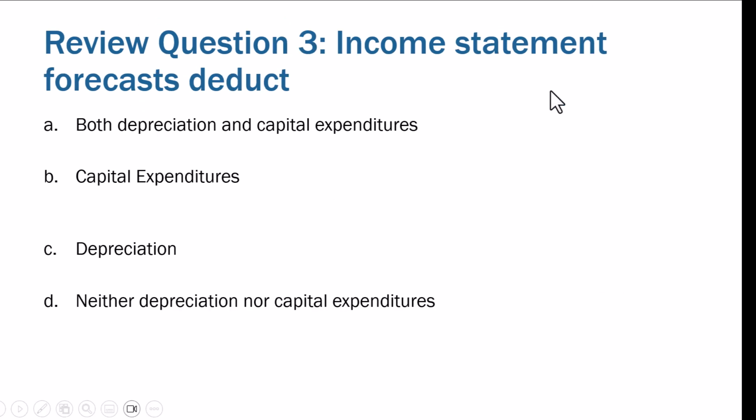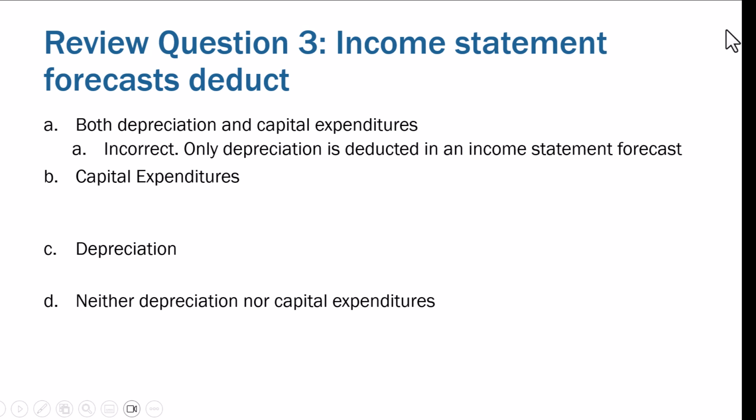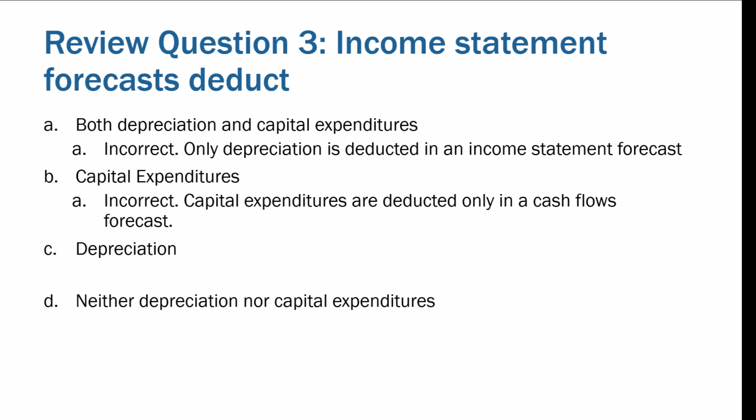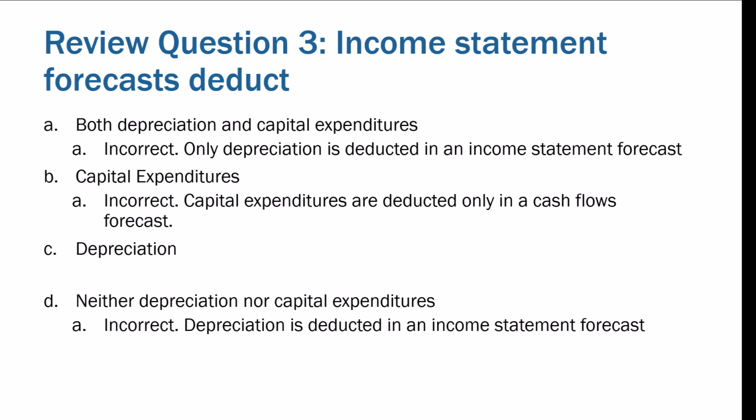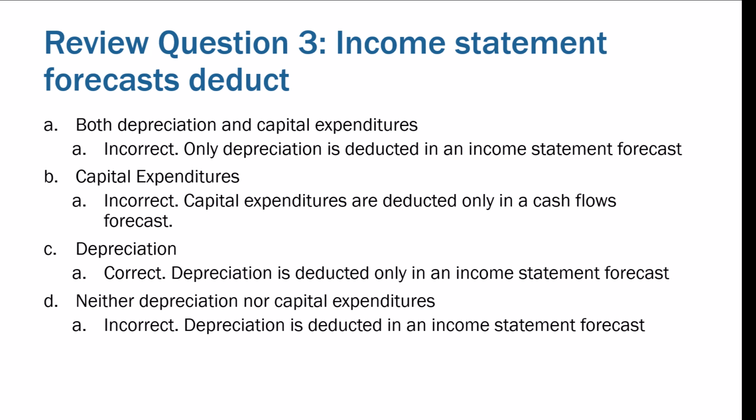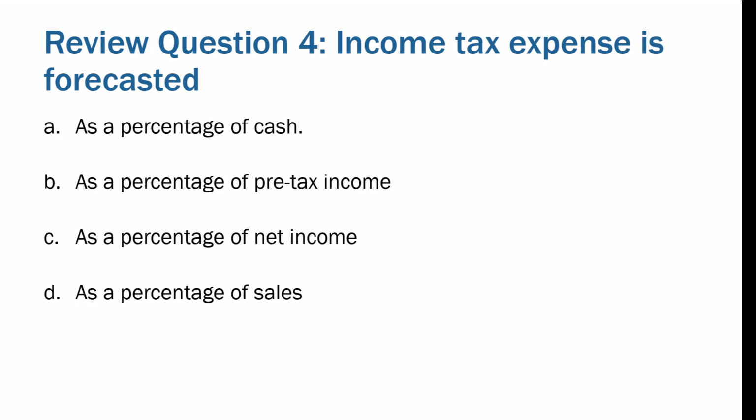So moving on here, review question 3, income statement forecasts. What do they deduct? Both depreciation and capital expenditures, just capital expenditures, just depreciation, or neither depreciation nor capital expenditures. Well, it's incorrect. They don't deduct them both. Only depreciation is going to be deducted. So not both, not capital expenditures, not neither, but depreciation is going to be deducted in an income statement forecast. If this was a cash flows forecast, then it would be only capital expenditures.